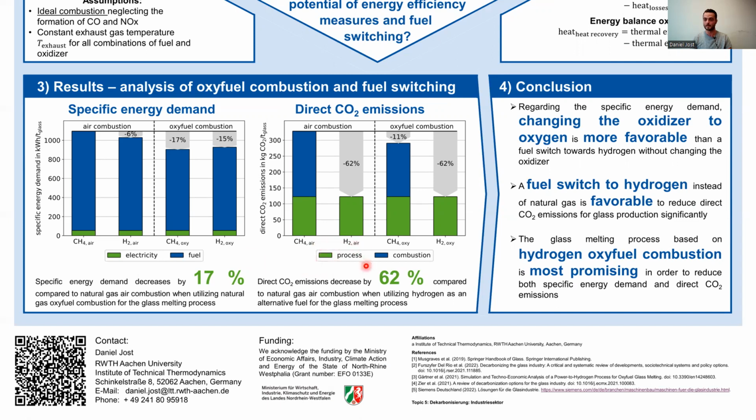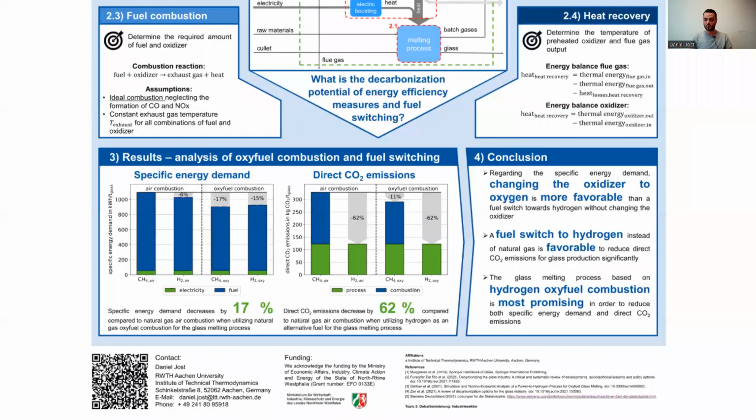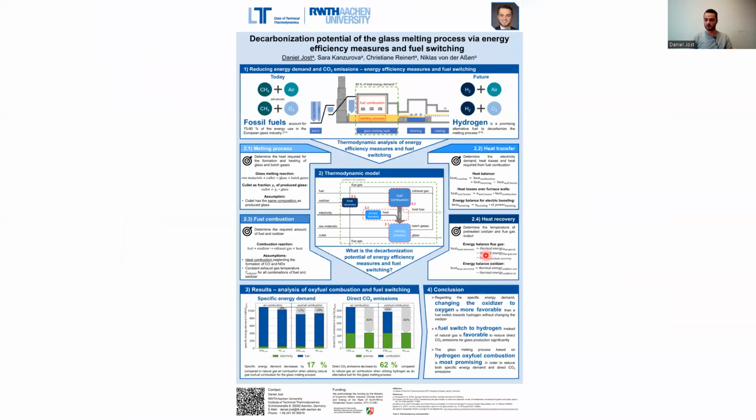This leads to our conclusions. First, regarding the specific energy demand, changing the oxidizer to oxygen is more favorable than a fuel switch towards hydrogen without changing the oxidizer. Second, a fuel switch towards hydrogen instead of natural gas is favorable to reduce the direct CO2 emissions. And lastly, hydrogen oxy-fuel combustion is most promising in order to reduce both the specific energy demand and direct CO2 emissions. For more information, please refer to our paper.